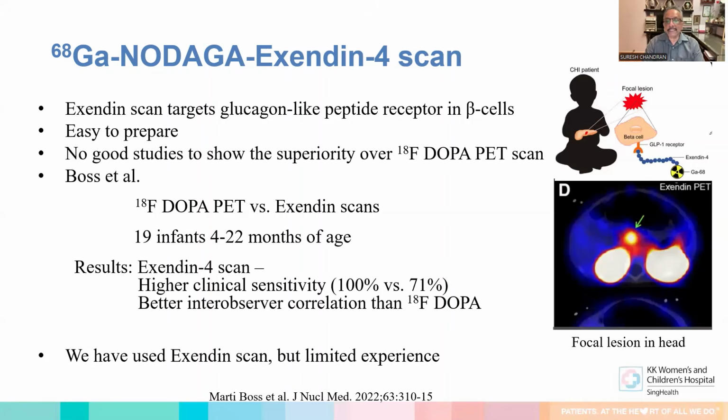But we have used an extended scan, but limited experience. With whatever limited experience, we can comment that extended scan is not the ideal one for infants. For older children with nesidioblastosis, it's an ideal scan tool. So still, I have spoken to the experts in the world and they all agree that F-DOPA PET CT scan is the ideal one for using in neonates and infants with congenital hyperinsulinism. Next slide, please.